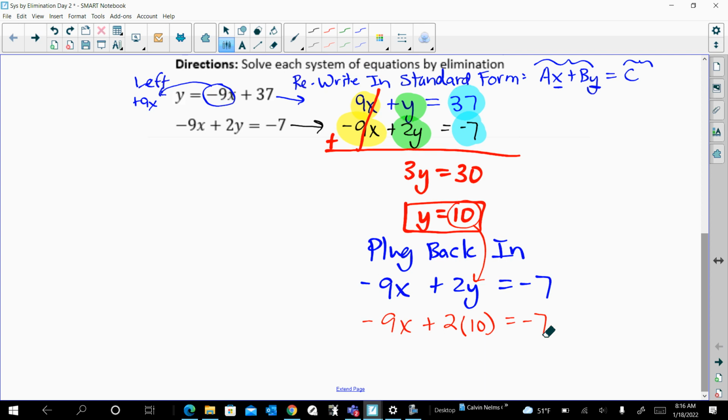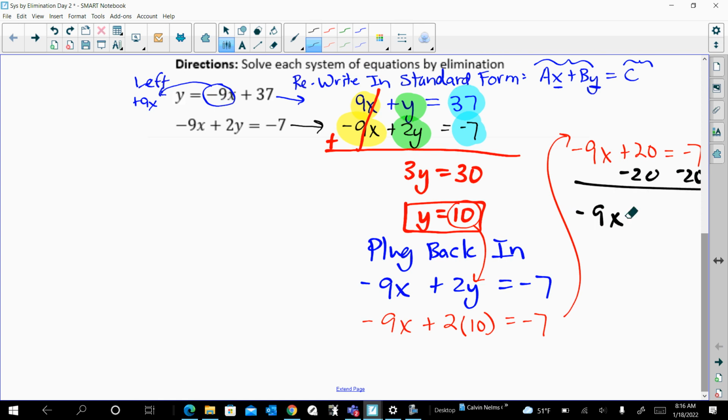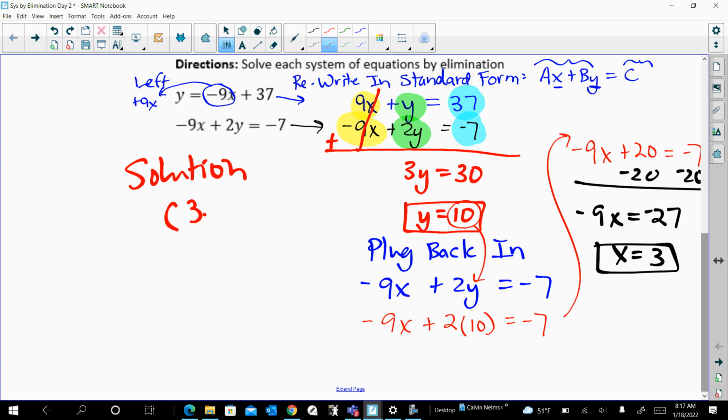Okay. If you need more room, you can come to the side, but really, I'm going to move it up here. Negative 9x plus 20 equals negative 7. But you're going to end up having to subtract 20 on both sides. So negative 9x equals negative 27. So our x equals 3. So our solution, or our answer, is still the ordered pair 3, 10.